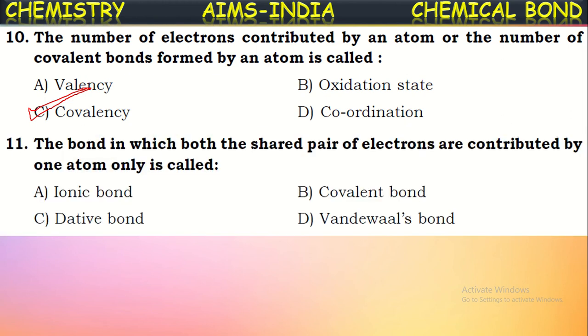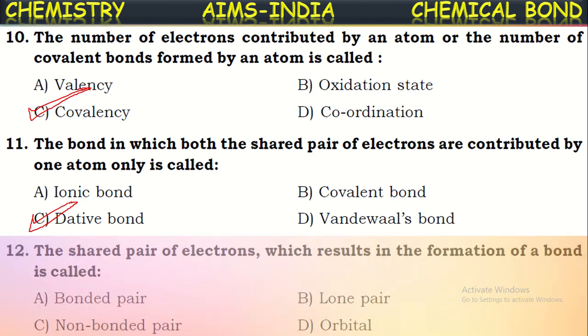Next question. The bond in which both the shared pair of electrons are contributed by one atom only is called. Generally, in covalent bond formation, both atoms contribute one electron each, and hence the pair of electrons is shared by both atoms equally. But in certain cases, both the shared electrons are contributed by one atom and shared by both atoms. Such a bond formation is called a coordinate covalent bond or dative bond. Okay, that is called coordinate covalent bond or dative bond.